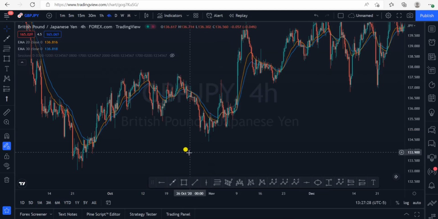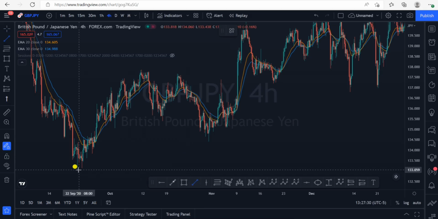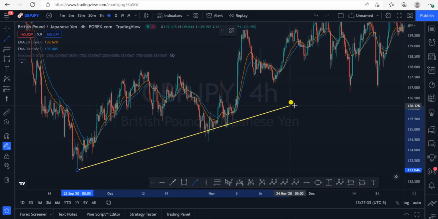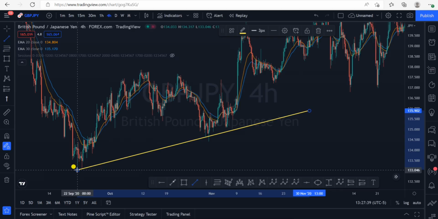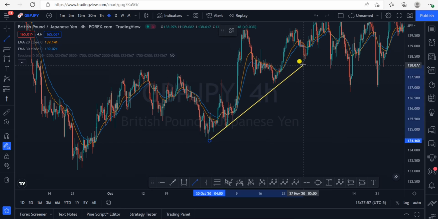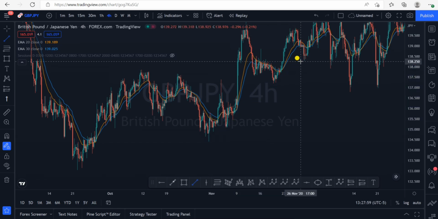You also have the trend line now. This is what you use to draw your trends. You have one touch right here, one touch right here, you have another right here. Draw a trend line like that. Draw a trend line like this. You can do so many different things with this.